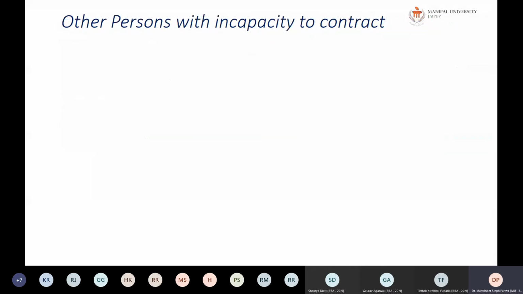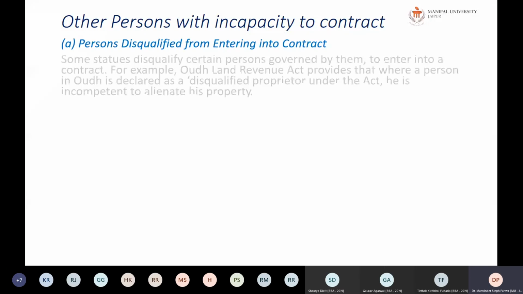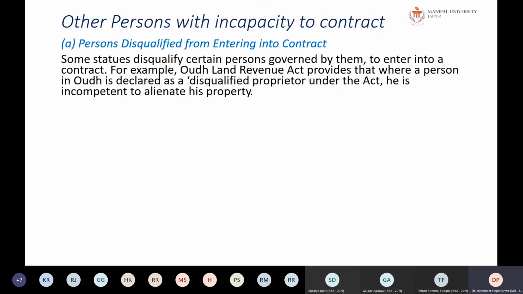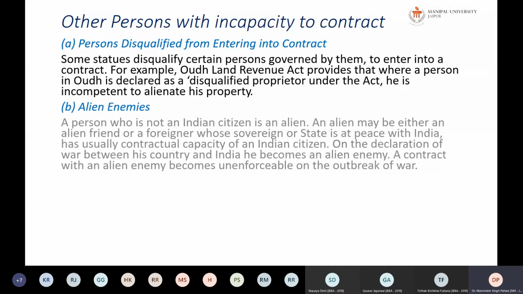Fine. So next is another person with incapacity: a person disqualified from entering into a contract. Some statutes disqualify certain persons governed by them from entering into a contract. For example, the Oudh Land Revenue Act provides that where a person is declared a disqualified proprietor under the Act, he is incompetent to alienate his property. Similarly, ambassadors of other countries are also there.